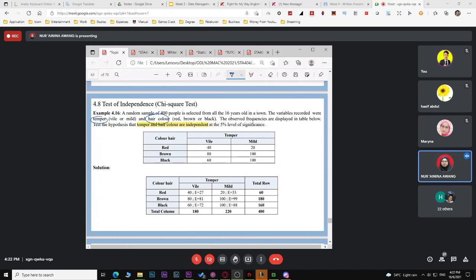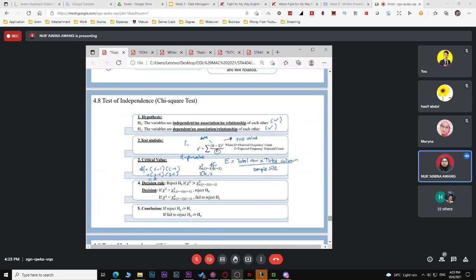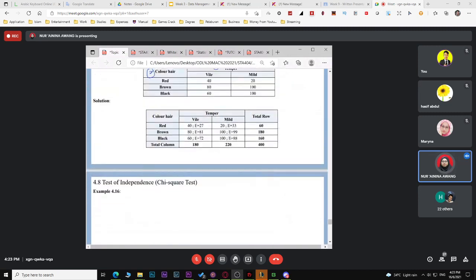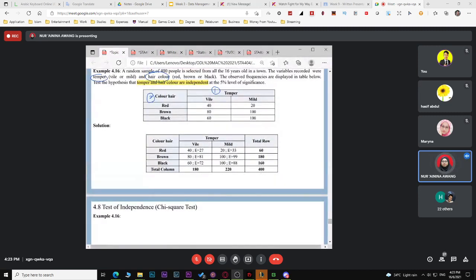If you look at the question, you already know that we have a first and second categorical variable. So automatically you know that this is a question for test of independence, or chi-square test, since we have two categorical variables. For temper you have violet and mild, and for hair color you have red, brown and black. So how to solve this question? We need to do all these steps, from step 1 until step 5. For the first step, there is no problem, since the question asks you to test whether temper and hair color are independent.